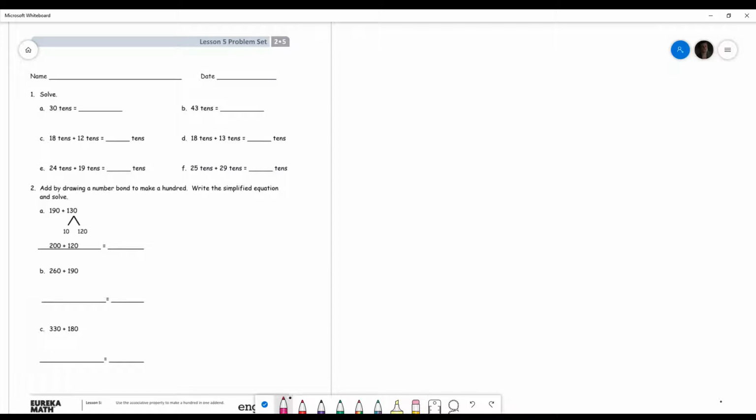Now, let's look at number 2. Add by drawing a number bond to make 100. Write the simplified equation and solve. So look at A, they kind of show you how to do it already. You're going to turn your first number into 100. So you're going to take 10 out of 130, and that means you have 120 left, so there's your number bond right here.